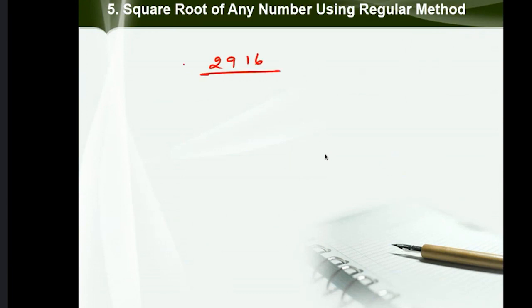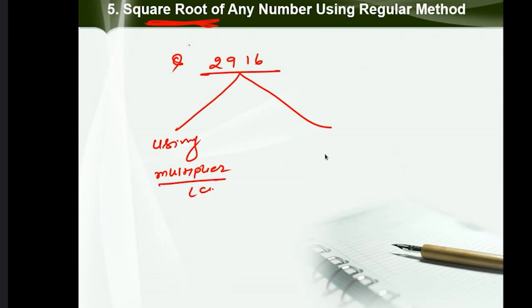2916. So I told you we are going to find the square root. Finding the square root is very easy using the two methods. The first one is using the multiplier, or you can say the LCM, and the second method is division. Okay, so let's start with the first method.